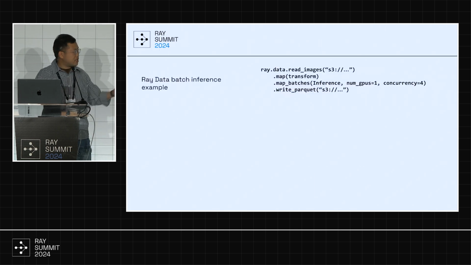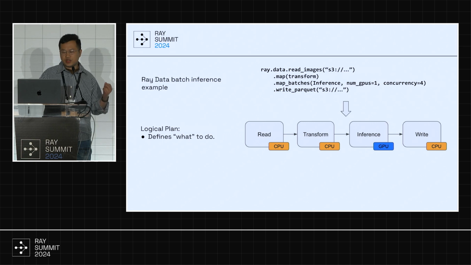So first of all, let's take a look at this simple example of batch inference. We have a pipeline of 4 stages. When running this code, the first thing Ray Data is going to do is convert the user code to a logical plan. Basically, a logical plan consists of several logical operators that define what to do for each stage of data processing. And we can see we have 4 operators here: read, transform, inference, and write. Among these 4 operators, only the inference operator uses GPU resource. This is because we have set num GPUs to 1 for it. And other operators, by default, only use CPU resource.